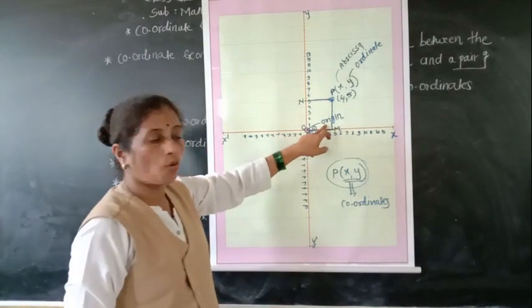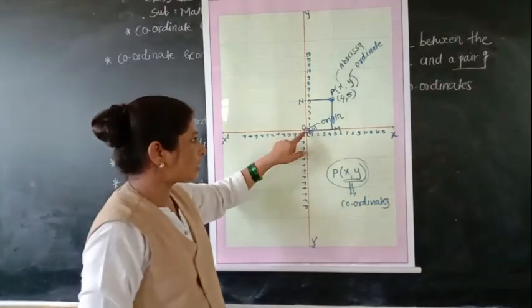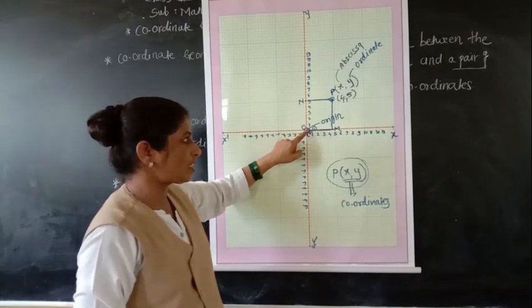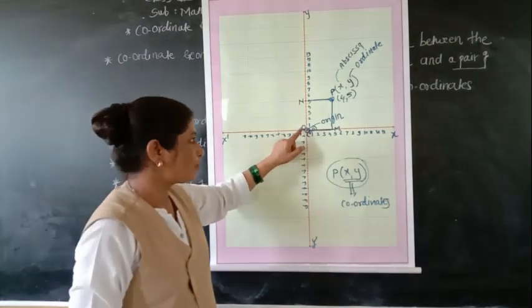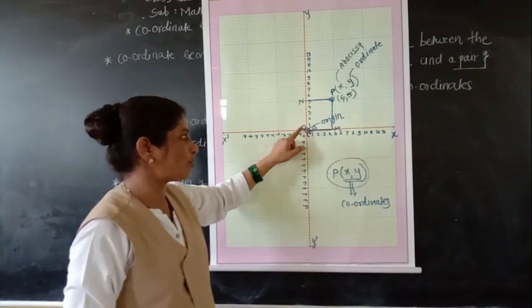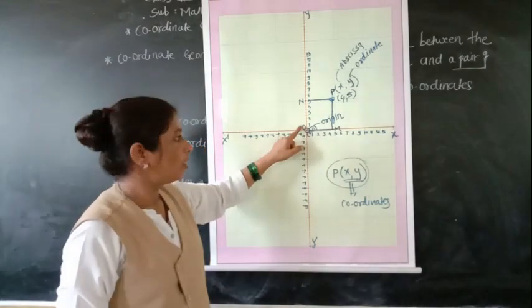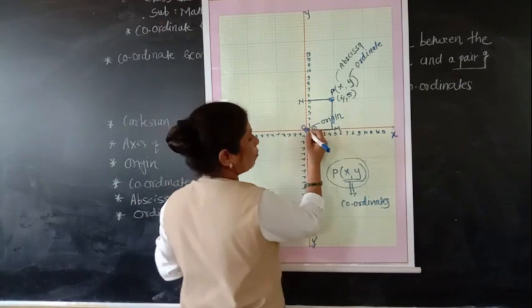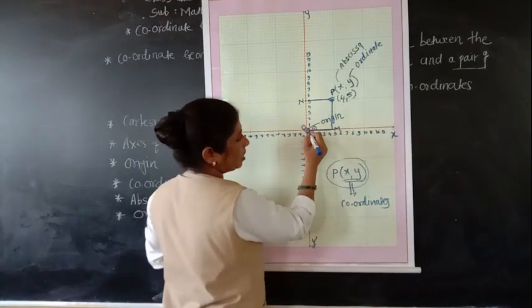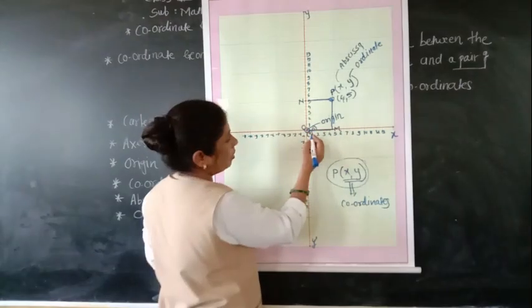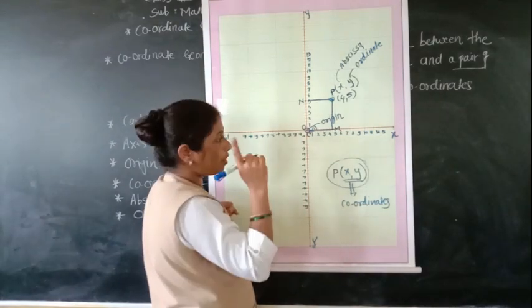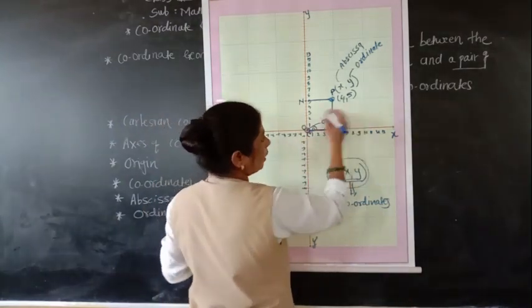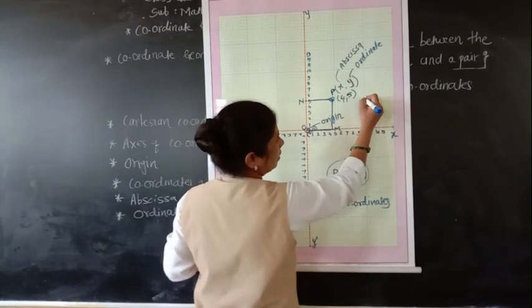So what are the coordinates of the origin? This point O is at zero distance from the x-axis and the y-axis. So the coordinates of the origin are 0 comma 0, meaning x is 0 and y is also 0. Understood everyone? Every time you have to plot any point, suppose my point is here.